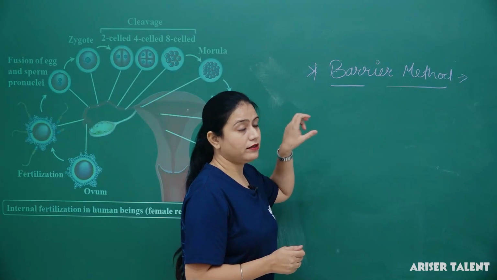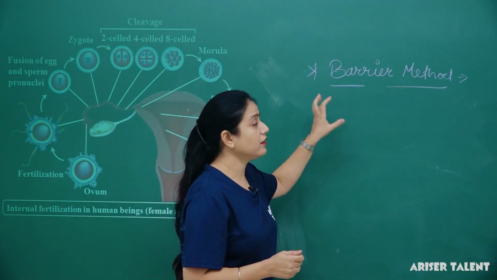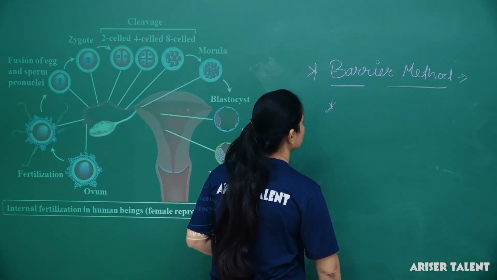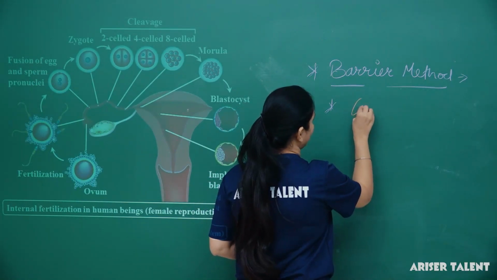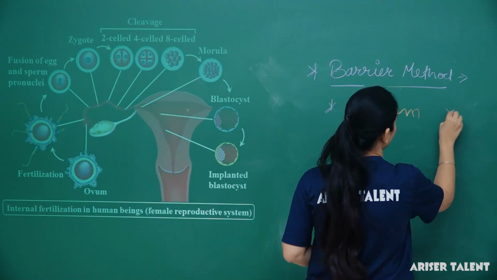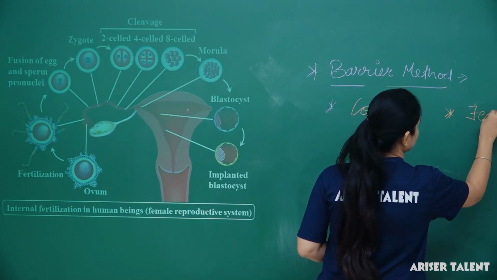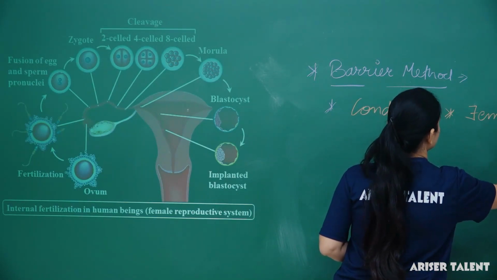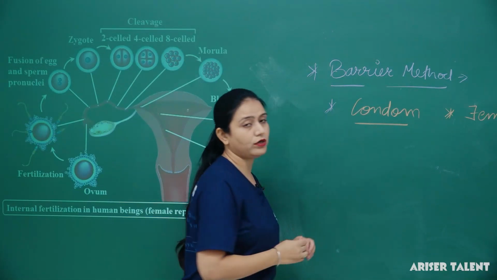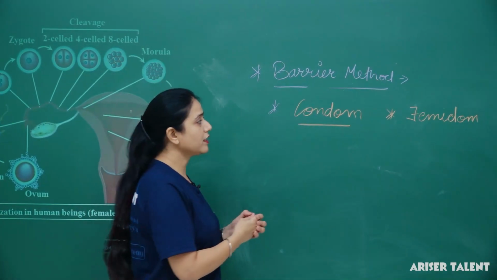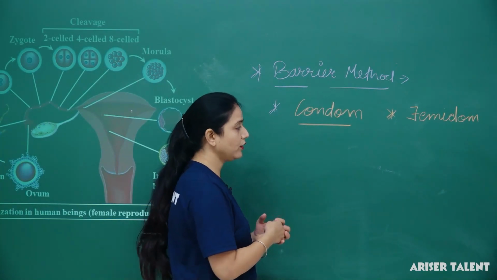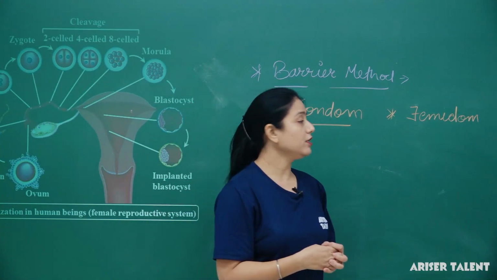So during the barrier method, generally we use two processes. What are they? We can use condoms, generally it can be done by using condom or by femidom. If we talk about condoms, then condom is a rubber tube which can cover an erect penis before the copulation.